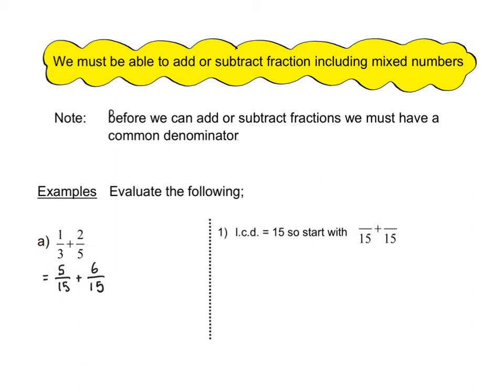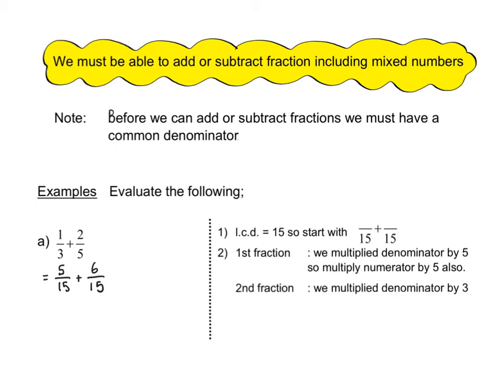We'll just show down the side what our steps for this question were. First fraction, we multiplied the denominator by 5, so we multiplied the numerator by 5 too. In the second fraction, we multiplied the denominator by 3, so we multiplied the numerator by 3 also.